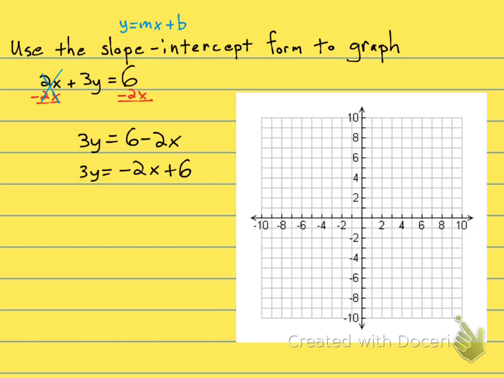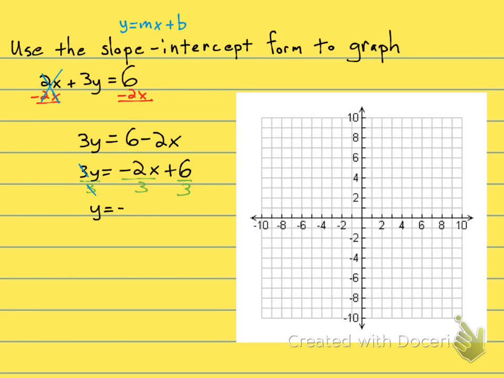And now one more step to get my y by itself is to get rid of that 3. And to get rid of the 3, I need to divide everything by 3. That term, and that term. Okay, I have to divide everything on the left and everything on the right by 3. Okay, 3 over 3 will give me a 1. So 1y equals negative 2x over 3.